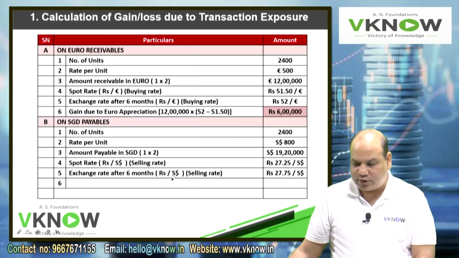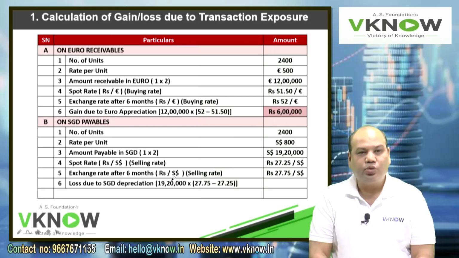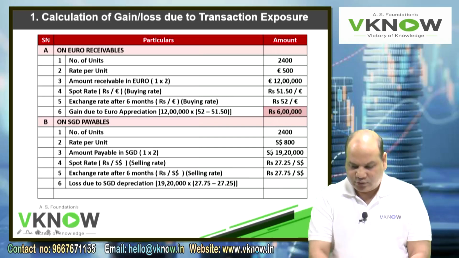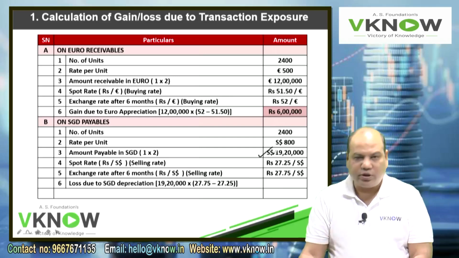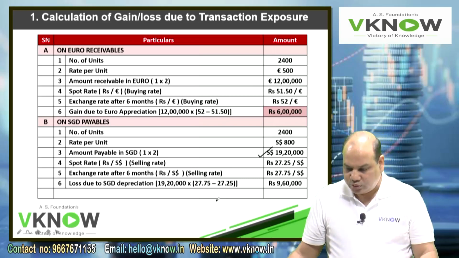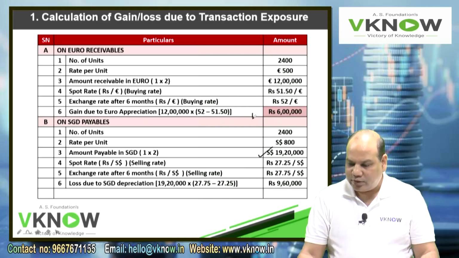So therefore, point number 6, write down loss due to SGD depreciation: 19,20,000 into 27.75 minus 27.25. So that comes to 9,60,000 loss.